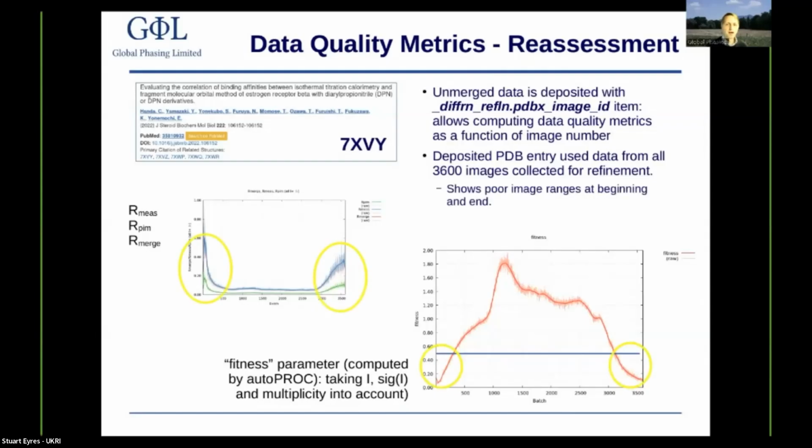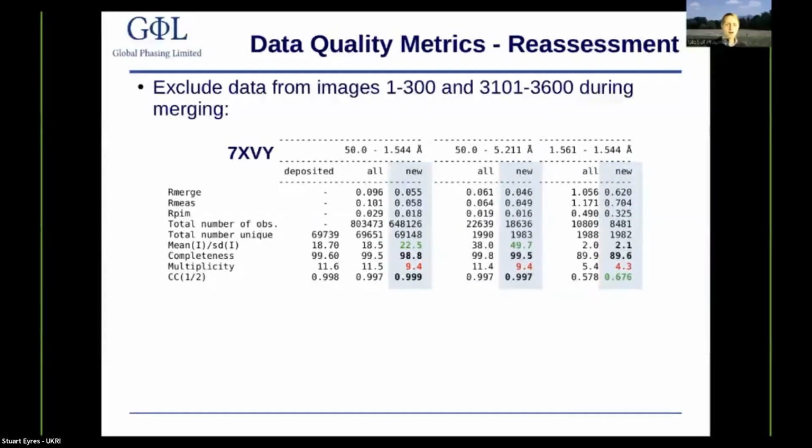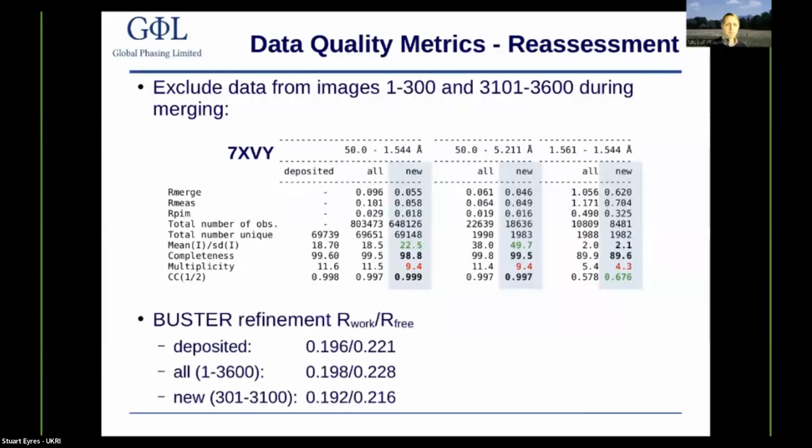So we could use that deposited unmerged data and just remerge the data after exclusion of those outer regions. This gives us a second set of data quality metrics, with obviously lower multiplicity since we are rejecting 25% of the original images, but otherwise some improved indicators like overall I over sigma I or outer shell CC1/2. It also seems to translate into slightly better final R and R-free values if refining against this new subset of remerged reflection data, even if that will probably not make a big difference in the final interpretation of the overall structure here.